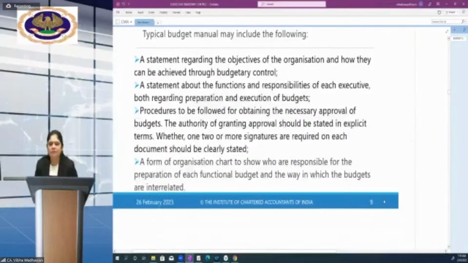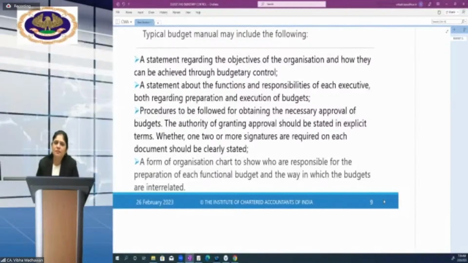It's a statement. First of all, objectives of the organization should be there and how they can be achieved. Second, a statement about the functions and responsibilities of each executive, both preparation and execution. So one section of the people or the department will be making the budget, and the other section will be implementing the budget. So what all are their responsibilities while making the budget and their execution? So every person's responsibility will be charted out in the budget manual. Procedures to be followed for obtaining the necessary approval of budget.